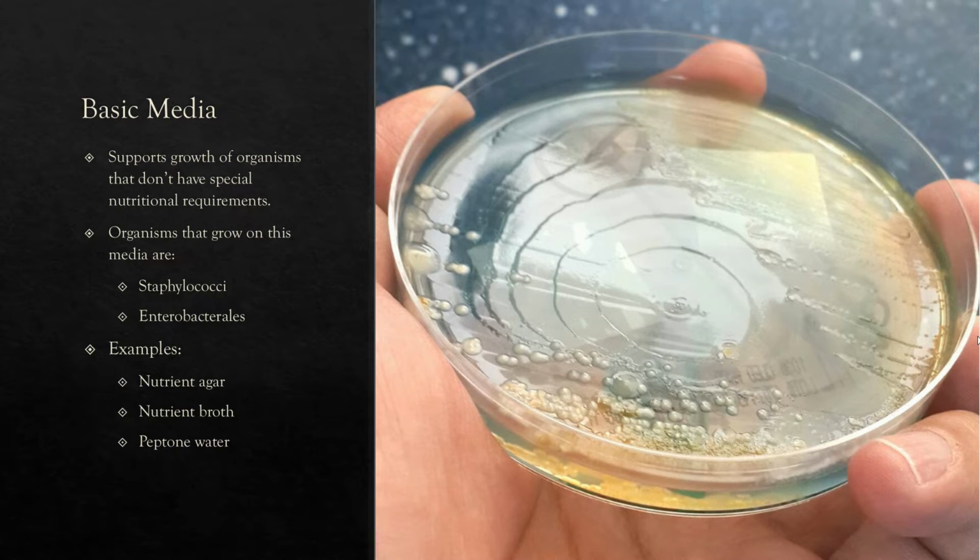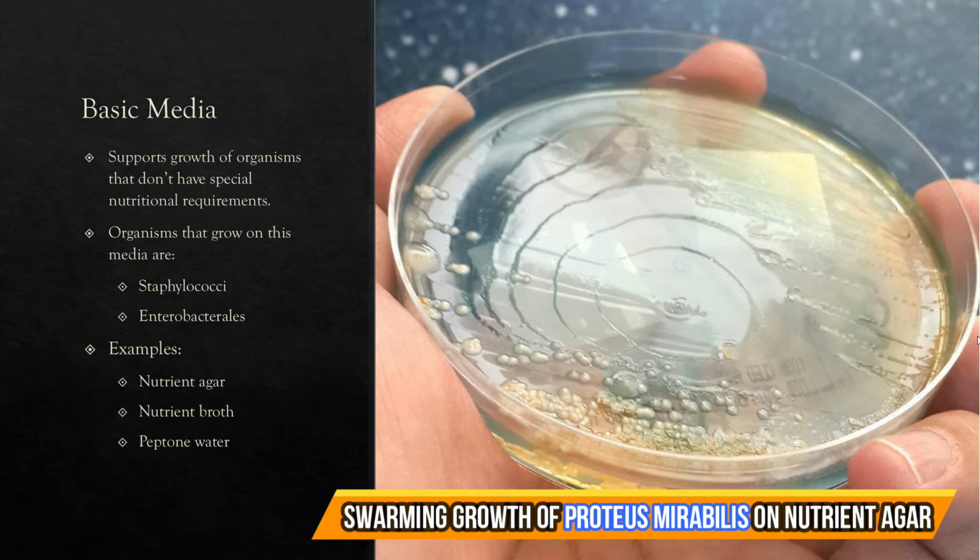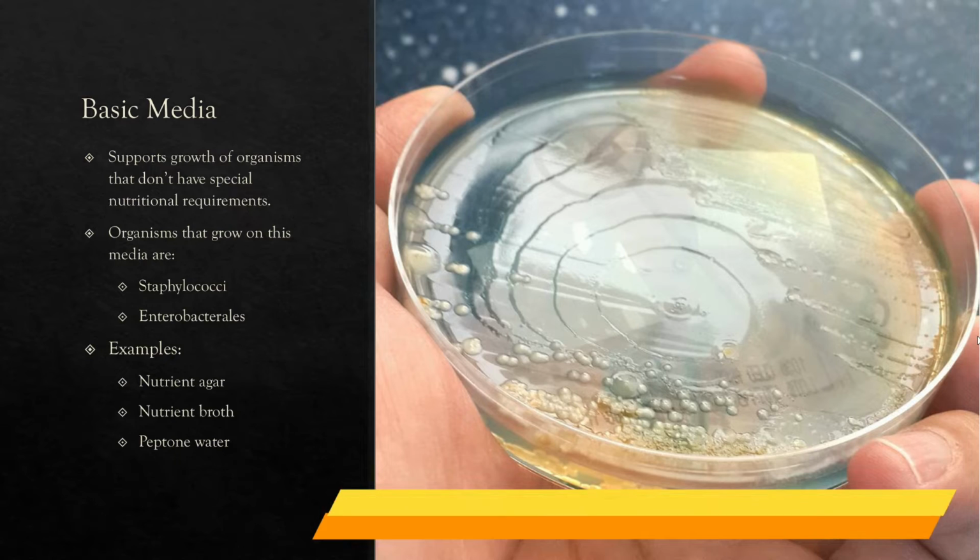The picture on the right is of nutrient agar. Now I'll ask you a question. Can you tell me by visualizing the growth pattern on this medium? This is a typical swarming growth pattern of Proteus mirabilis.